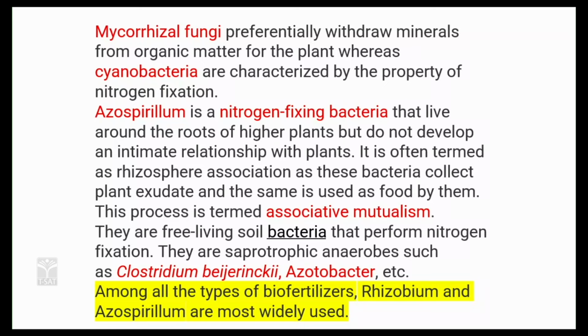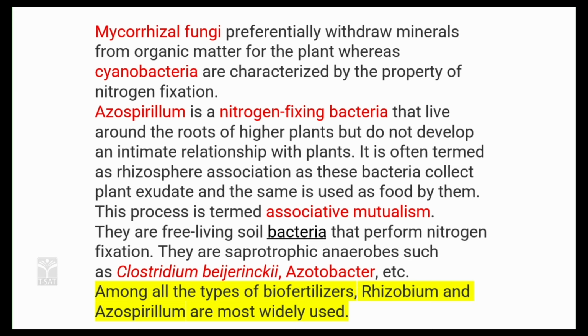For example, mycorrhizal fungi preferentially withdraw minerals from organic matter for the plant, whereas cyanobacteria are characterized by the property of nitrogen fixation. Azospirillum is a nitrogen fixing bacteria that lives around the roots of higher plants but does not develop an intimate relationship with the plant. So, these are microorganisms which help in fixing the atmospheric nitrogen. Some of them live in symbiotic association with the plant roots, some live free in the soil, fixing the atmospheric nitrogen, making it available to the plants.